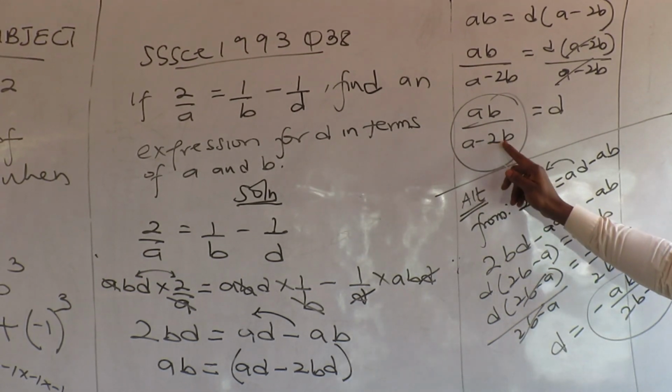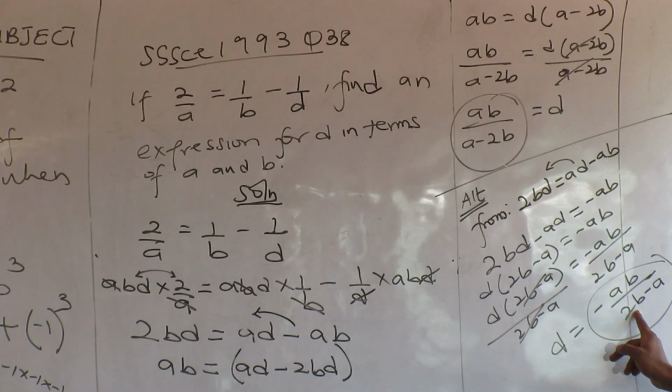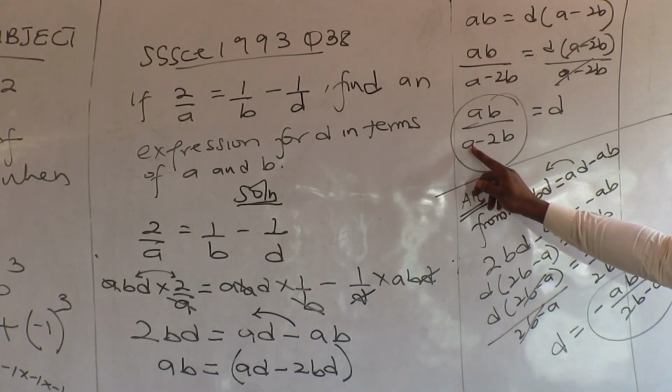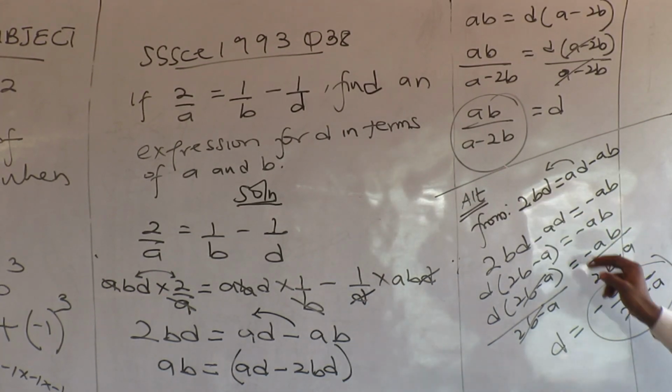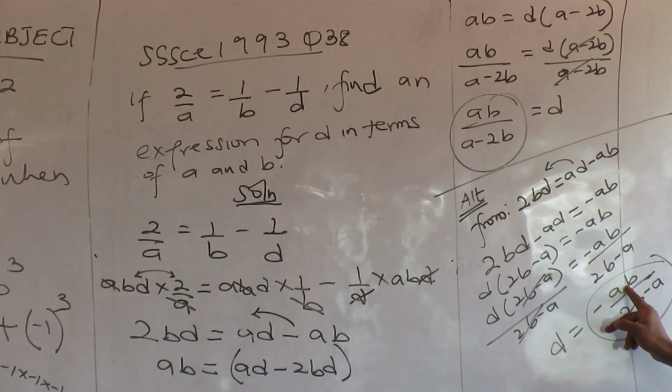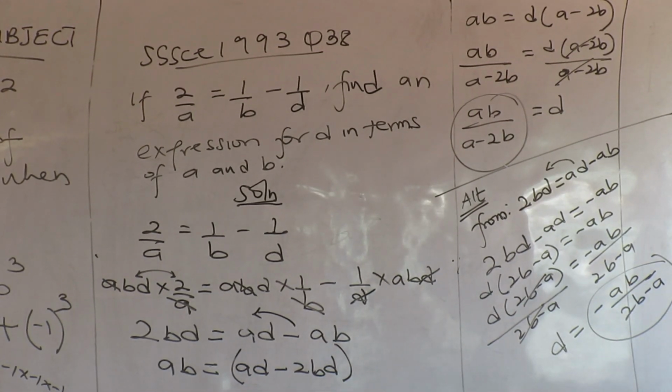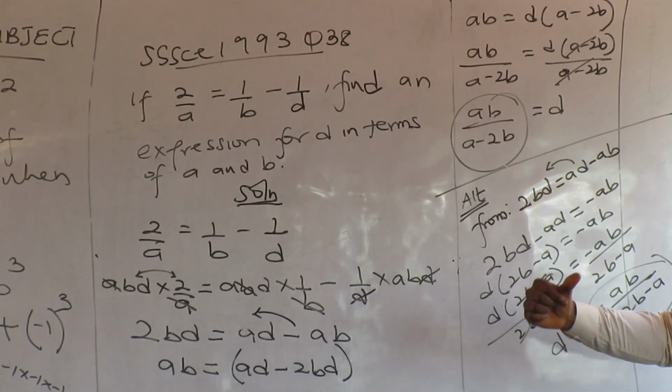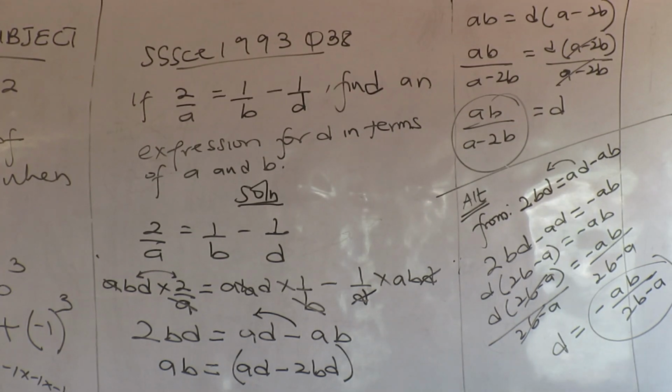Here, the 2b was negative. Here, the 2b is positive. The a is positive here, but the a is negative here. AB is positive here. Wow, what is going on? It happens, right? Students, if you want to solve this way, does it mean coming this way is not good? I have to go the other way? What do you think? I hope you are getting me, right?